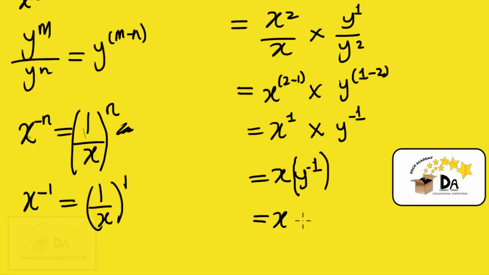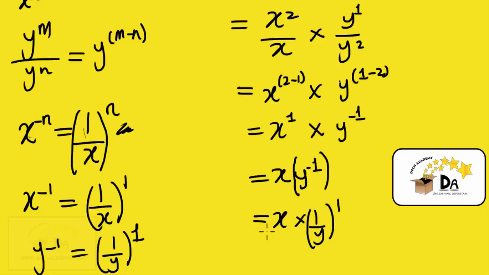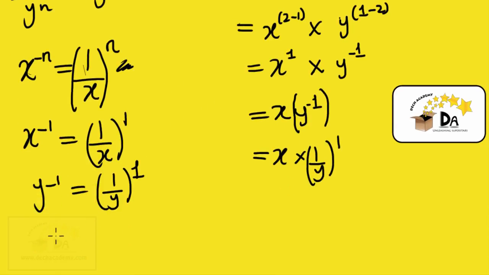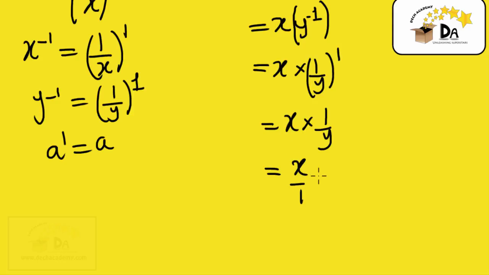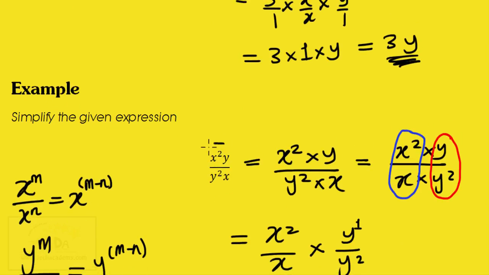So doing that here gives x times, instead of y to the power of minus 1, we have y to the power of minus 1 is 1 over y to the power of 1, which is x times 1 over y to the power of 1. Anything to the power of 1 is itself. Remember, a to the power of 1 is a. So 1 over y to the power of 1 is 1 over y. So this is the same thing as saying x over 1 times 1 over y, which is x over y. x times 1 is x, 1 times y is y. So we've gone from this nasty looking expression to something that looks simpler, x over y.